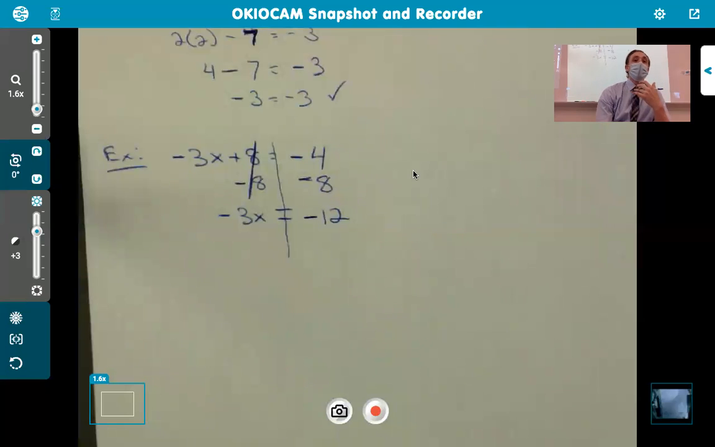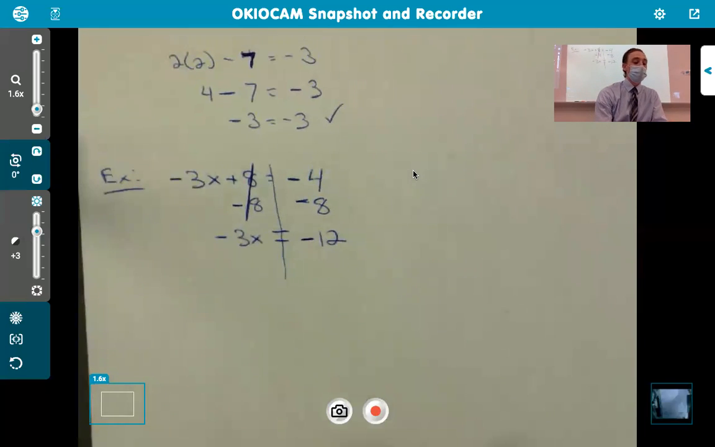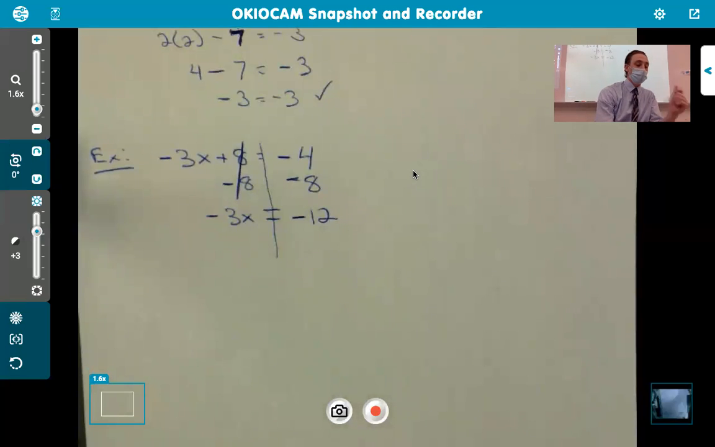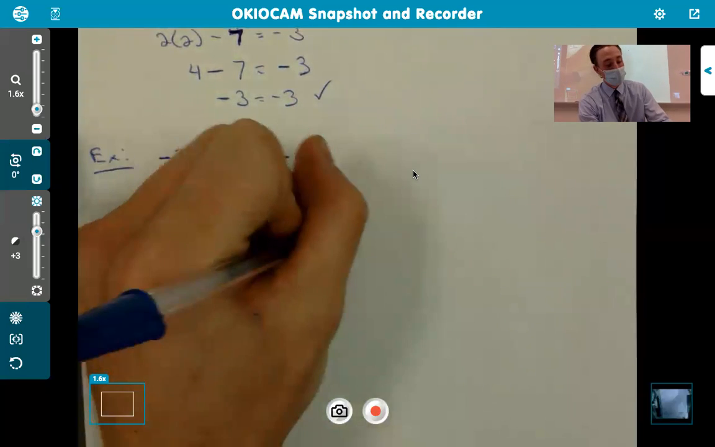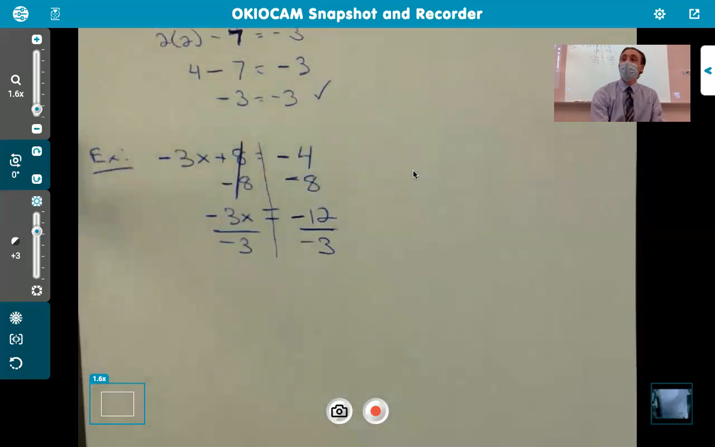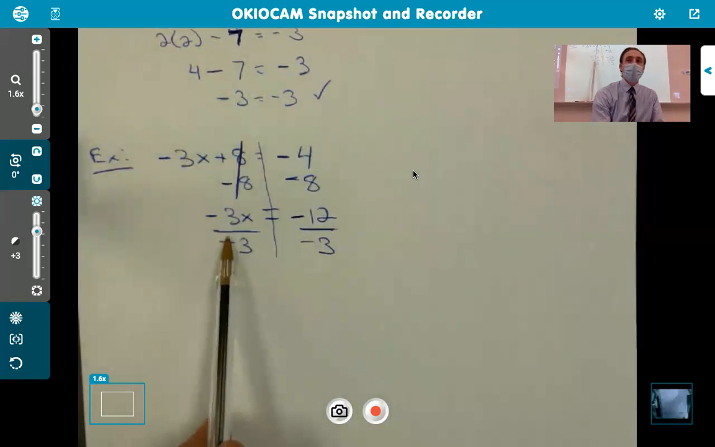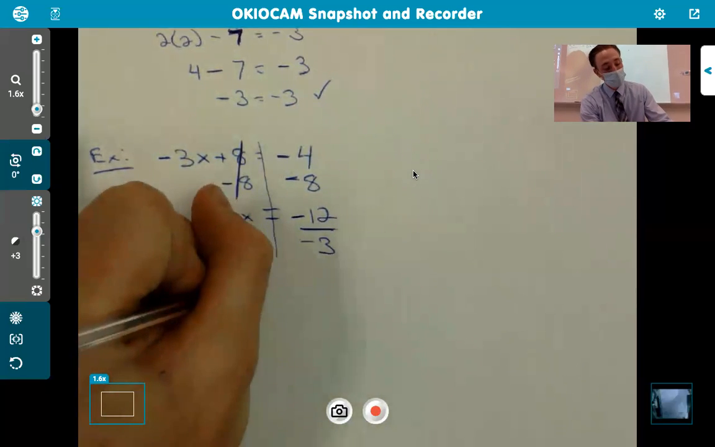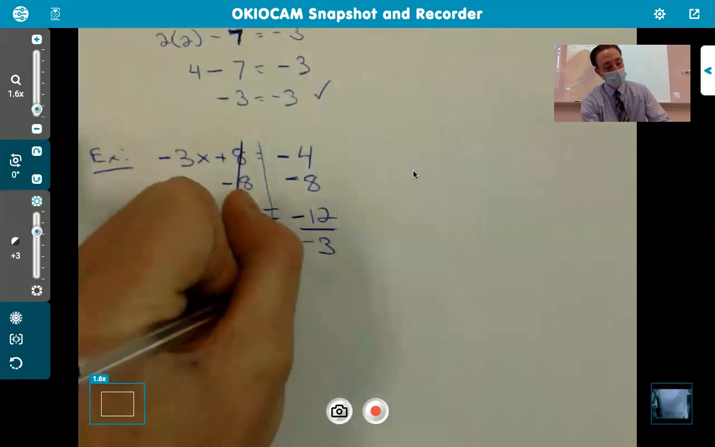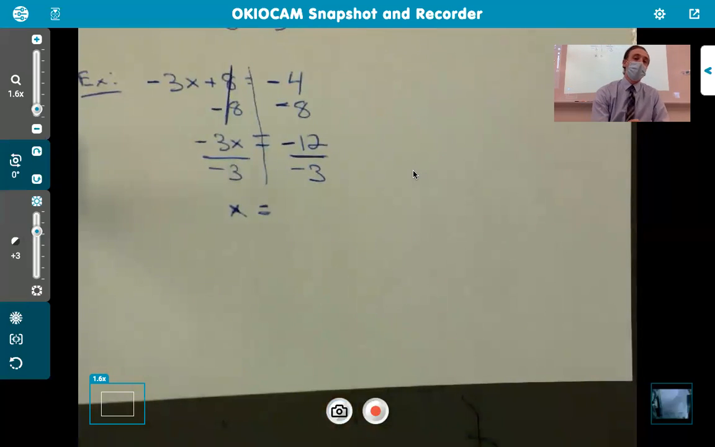So I've gotten rid of any addition and subtraction, right? My second step is to get rid of any multiplication or division. So what should I do on both sides in order to get rid of multiplication or division? Divide by just -3, right? Because I'm trying to keep x by itself. Well, -3 divided by -3, what's any number divided by itself? We talked about that. Just 1, and I'm left with x. On the right-hand side, what's -12 divided by -3? First off, what's a negative divided by a negative? Positive. And then what's 12 divided by 3?